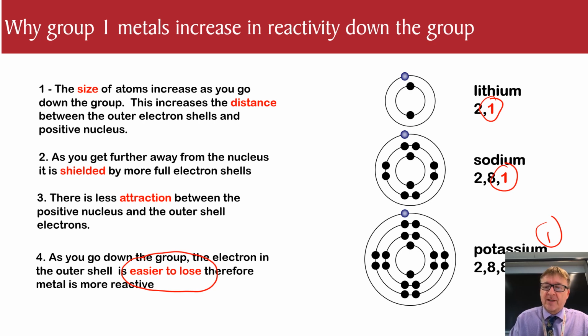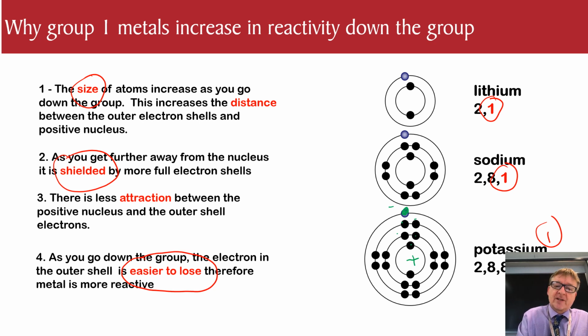The reason why it's easier to lose that outer electron is because of size. The bigger it is, and potassium's the biggest, the easier it is to lose the outer electron. You've also got shielding. What shielding is, if I've got my positive centre there on potassium and that outer electron, I've got 1, 2, 3, 4, 5 electrons that could possibly be in the way. And what it does is shield between the negative electron and the positive nucleus.